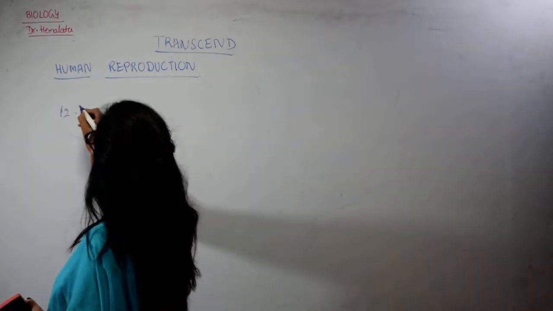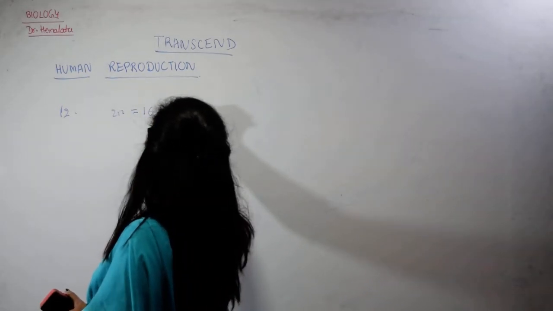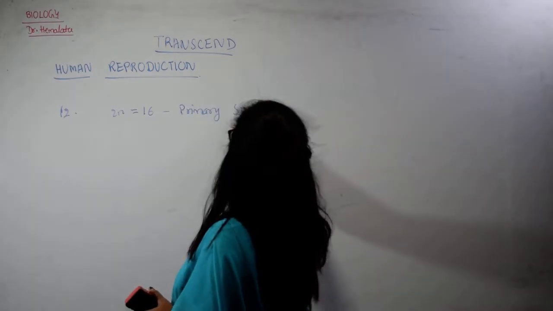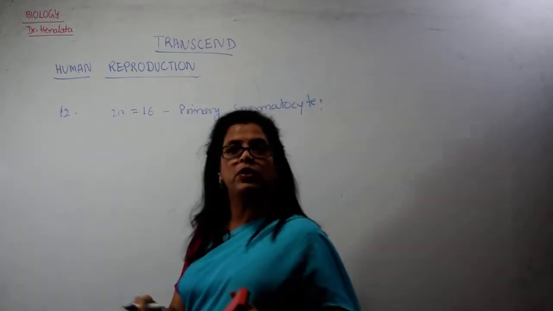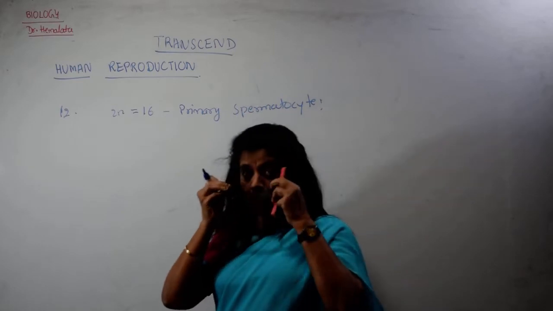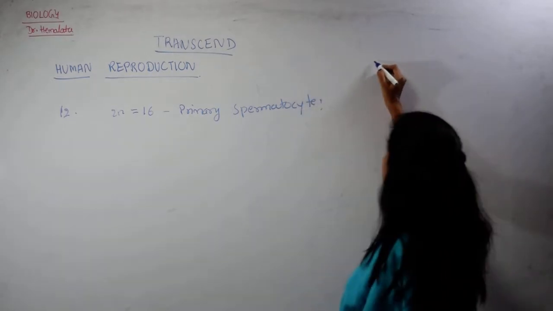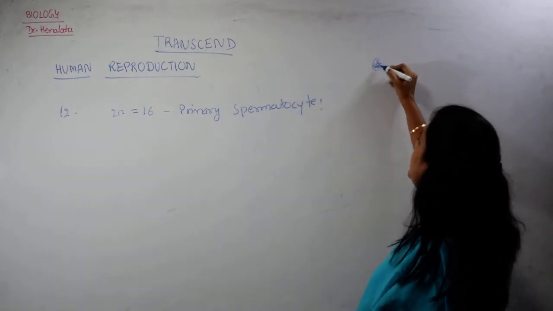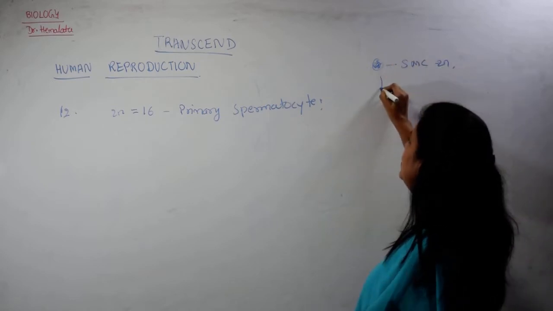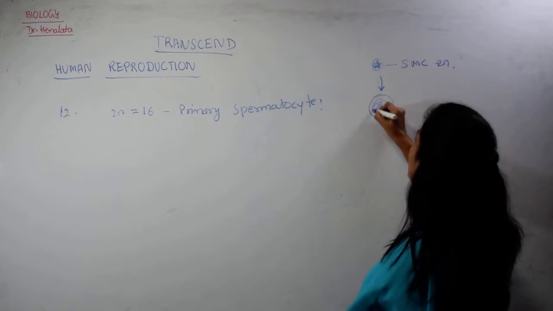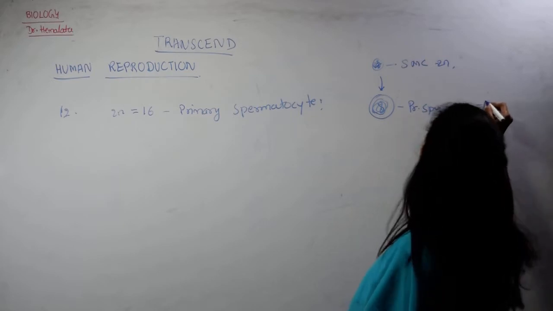In the 12th question, 2n is equal to 16 in the primary spermatocyte, and they have asked about the secondary spermatocyte. Now you should know the total spermatogenesis. First, the spermatogonia form from the germinal epithelial cell. The spermatogonial mother cell is diploid in nature. It undergoes growth and becomes bigger. This is called the primary spermatocyte, still 2n equals 16.